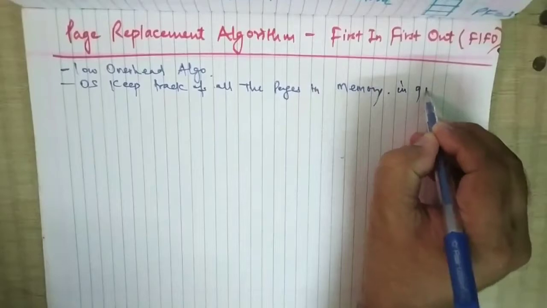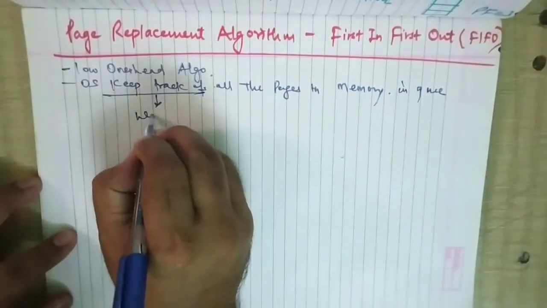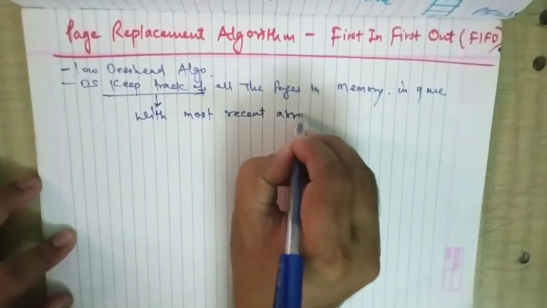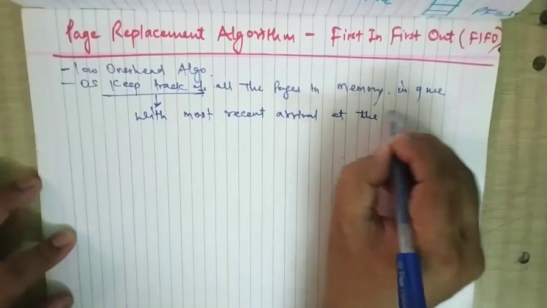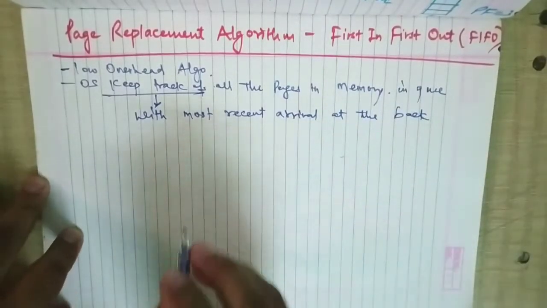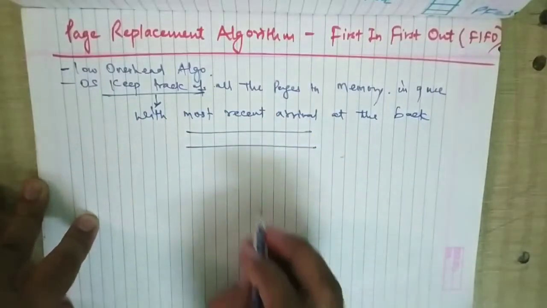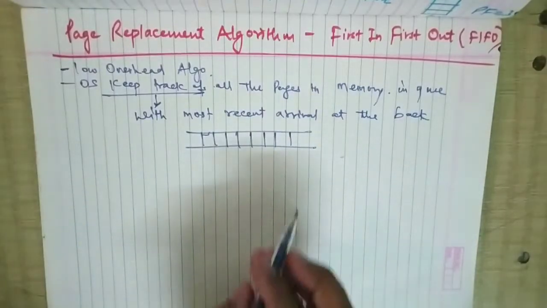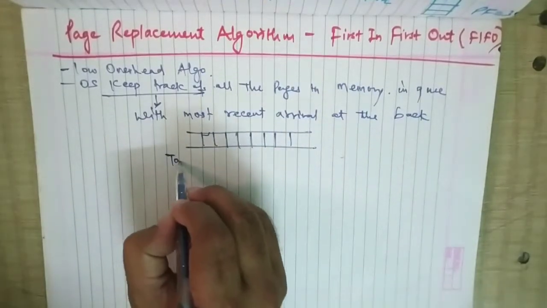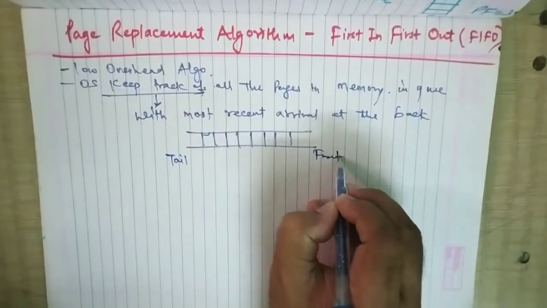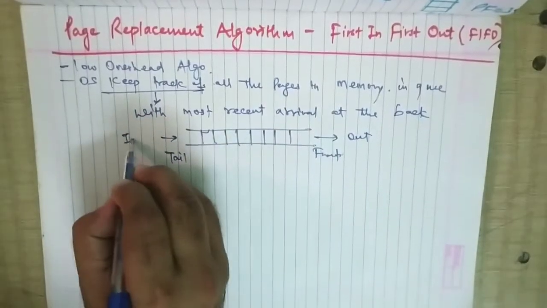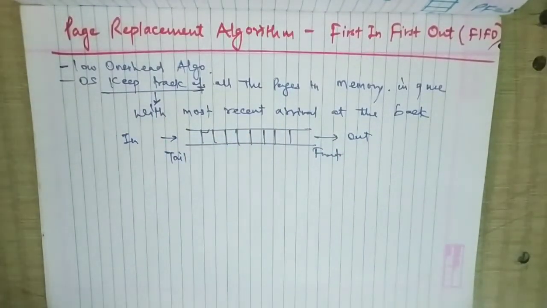As you know, the first in first out concept is like this only. These are the frames, or we can say blocks. So this is the tail and this is the front. From the front the pages will go out and from the tail they will come in. The page that comes first will have to go out first.